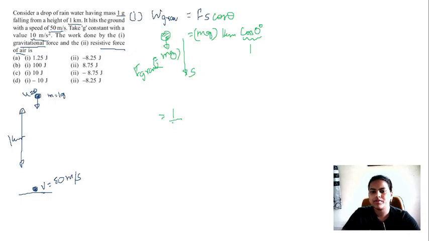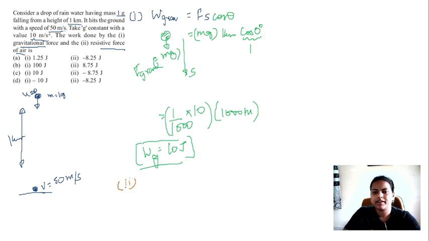Mg is 1 upon 1000 kg times g as 10, and 1 kilometer is 1000 meter. When you solve it, it would be 10 joule. So the work done by the gravitational field is 10 joule.